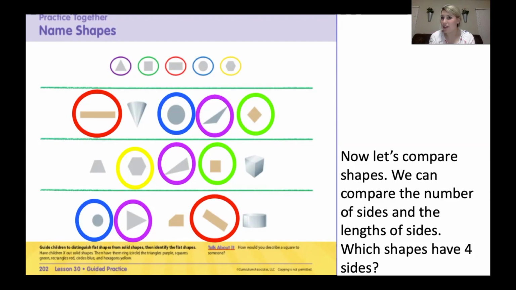And this could be a tricky question because there's more than one answer to that question. If you said a square and a rectangle, you're right. A square and a rectangle both have 4 sides. Great job on comparing those shapes.